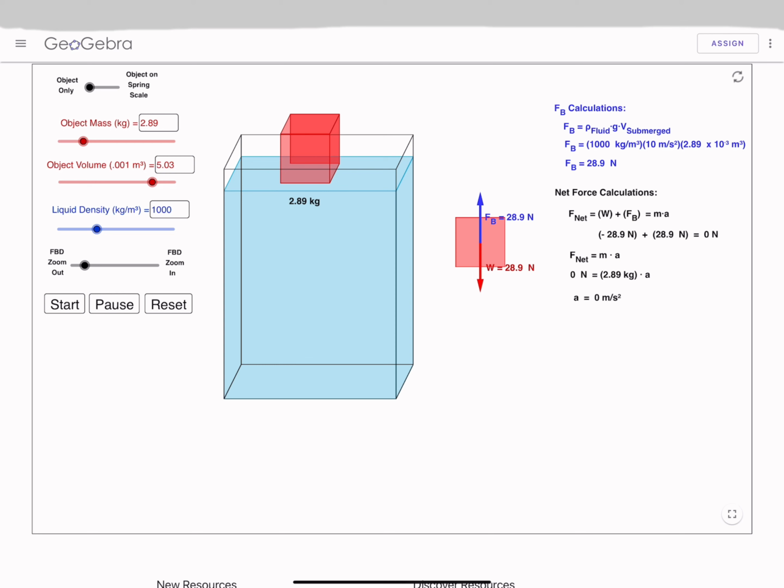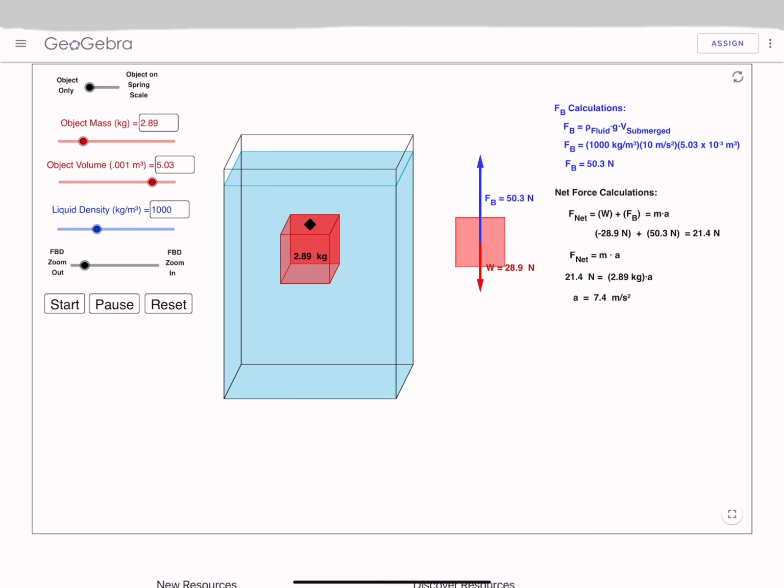Now if you reset, and here if you increase the weight, then what will happen? Suppose this is the situation. The calculation again shows the weight and the upward force. The upward force is 50.3. The volume is the same as before, and the density is the same as before. So the liquid displaced by this block gives you the concept of the upthrust, which is nothing but 50.3.